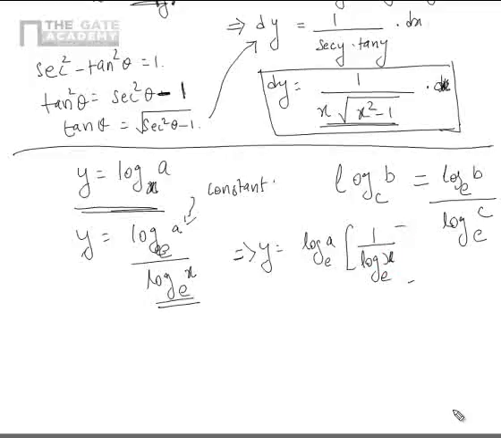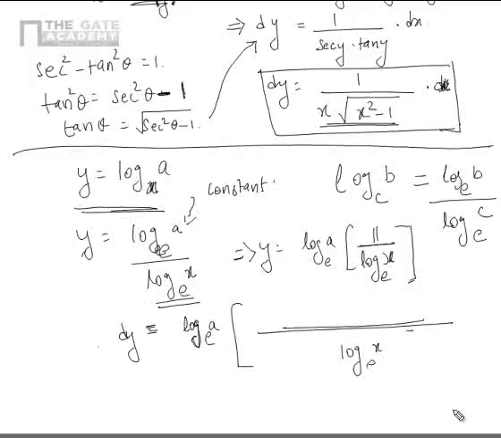This can be solved very fast. How do I solve it? It is something like a u by v form where the u is a constant. Correct? So I can solve it as dy is equal to, how do we solve for a u by v form? We use the quotient rule. Correct? Log a to the base e is constant. We keep it outside and we get the denominator square, right? Log x to the base e, the whole square.